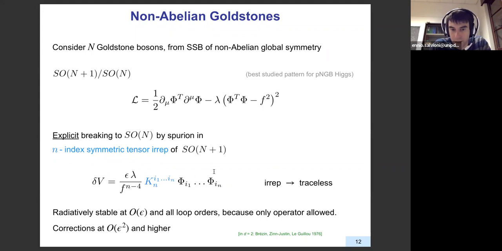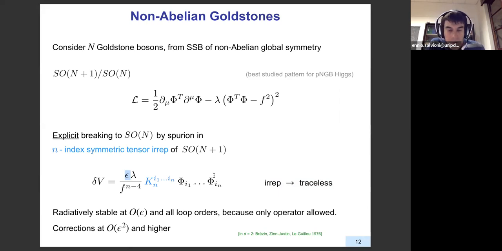This is really analogous in a sense to what we were doing before, just that it's important to notice that because this is an irrep, the tensor has to be traceless, okay? So I'll also have that as a condition. And at order epsilon, where epsilon is the small parameter in front of this breaking, this is all that I can write essentially, okay? If I have only one multiplet of fields, then this is the only invariant that I can build. Any correction would have to come at least at order, for example, epsilon squared or higher.